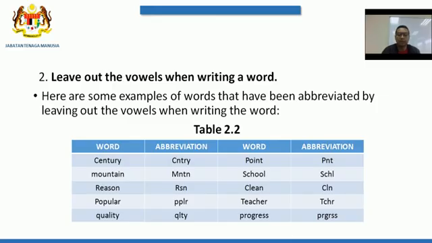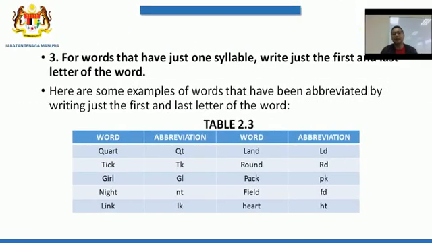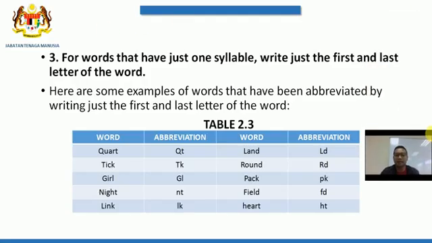Right? I'll give you time to read and to comprehend this table before we move to our next slide, which is another table, the variety usage of abbreviation. Right, time's up. So let's move on to our third table. For words that have just one syllable, write just the first and last letter of the word. So here are some examples of words that have been abbreviated by writing just the first and last letter of the word.